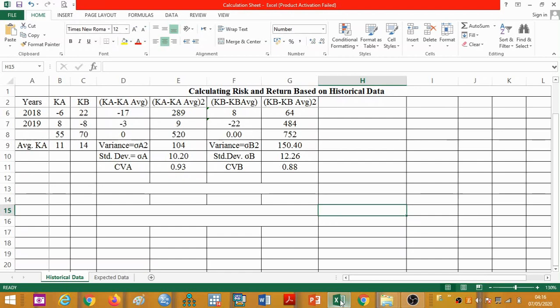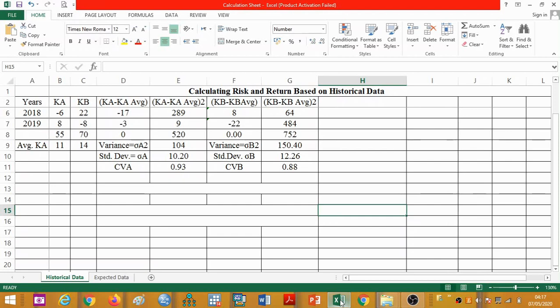Now we are going to calculate the average rate of return of a portfolio and the risk, that is the standard deviation of a portfolio, based on historical data. The data sheet in front of you is the same data that I used to calculate the standard deviation and average rate of return for individual securities. I'll use the same securities, A and B, and based on them we will calculate the average rate of return of the portfolio and then its standard deviation.